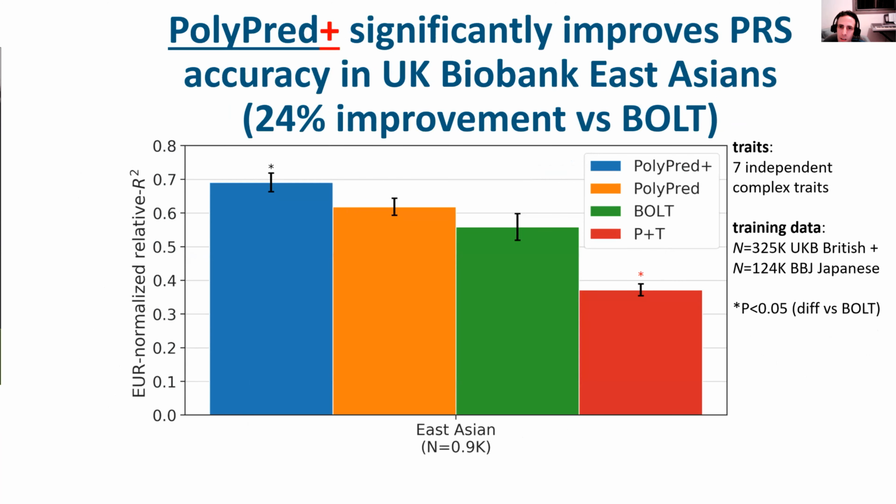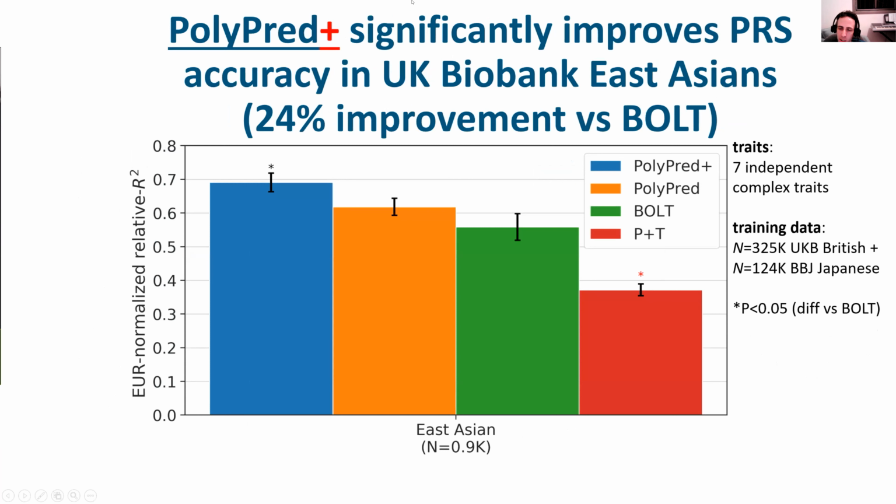And last result. What I showed you up until now is the method called PolyPred. And I said that PolyPred only accounts for LD differences, but in order to account for other sources of differences, we need to have another cohort. And so we have this method called PolyPred+ that uses multiple cohorts.